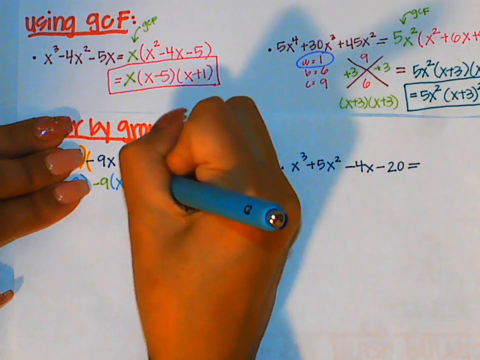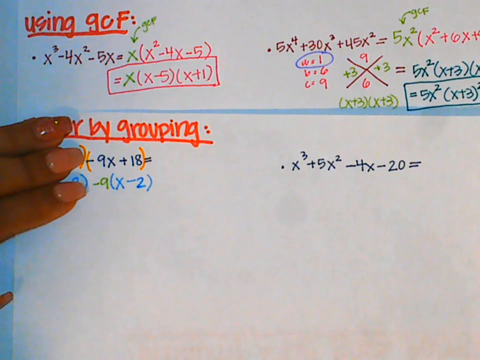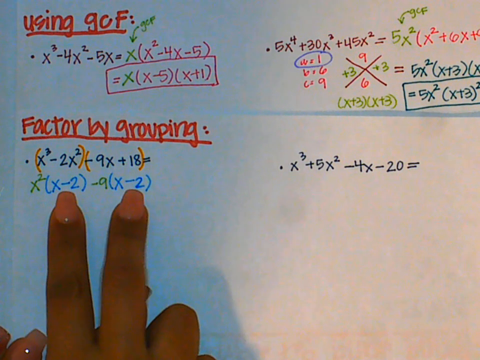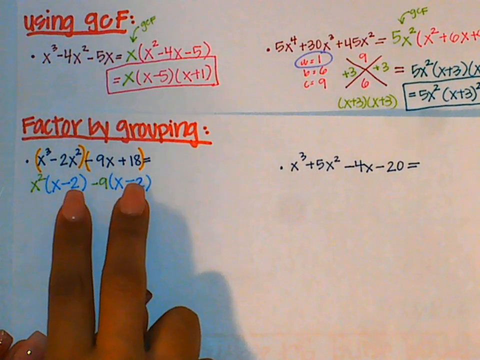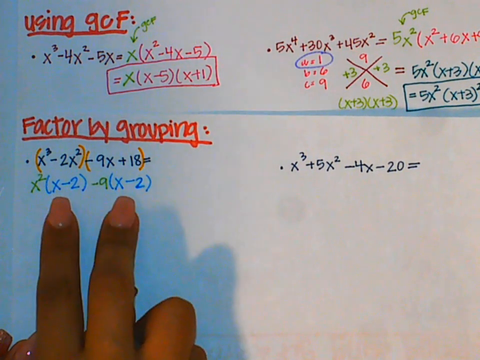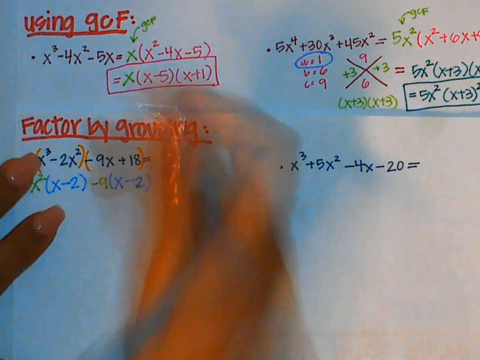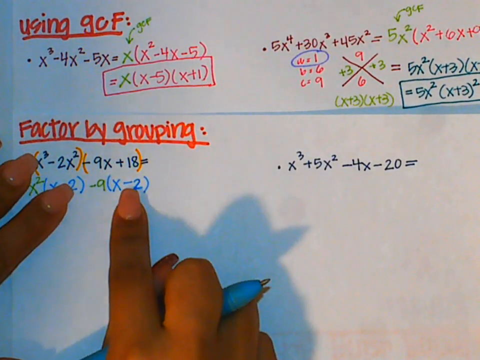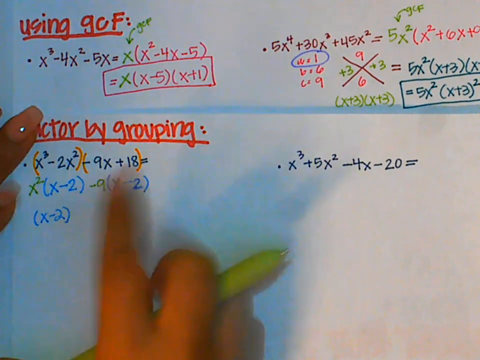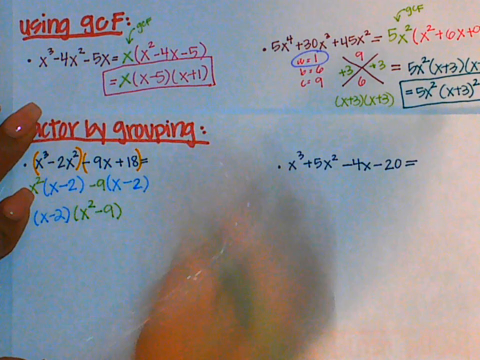Now, to figure out whether or not you need to pull out the sign might take a little bit of practice, so it's okay. But what you want to see at the end is that you have the same term written from both pairs. So each pair gives you the same binomial, which in this case is x minus 2. So you're going to pull that one. Since they both have that in common, you can now write x minus 2, and then you combine what is left over, which is x squared minus 9.